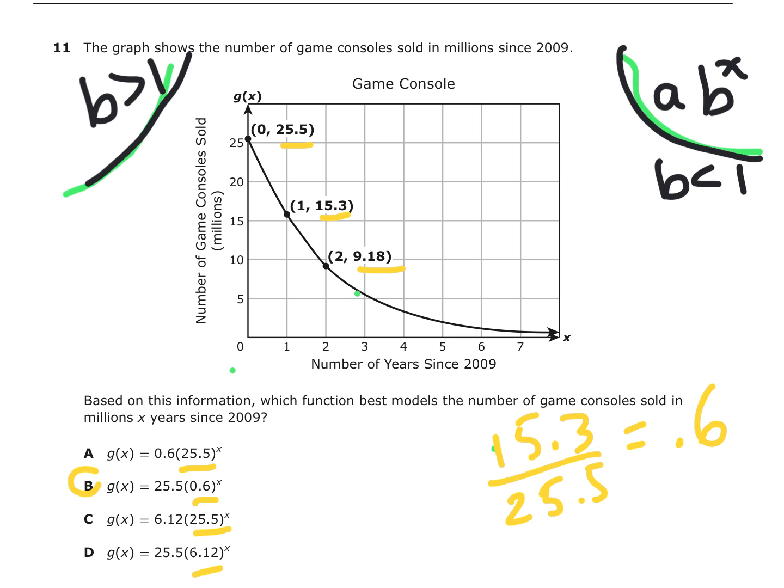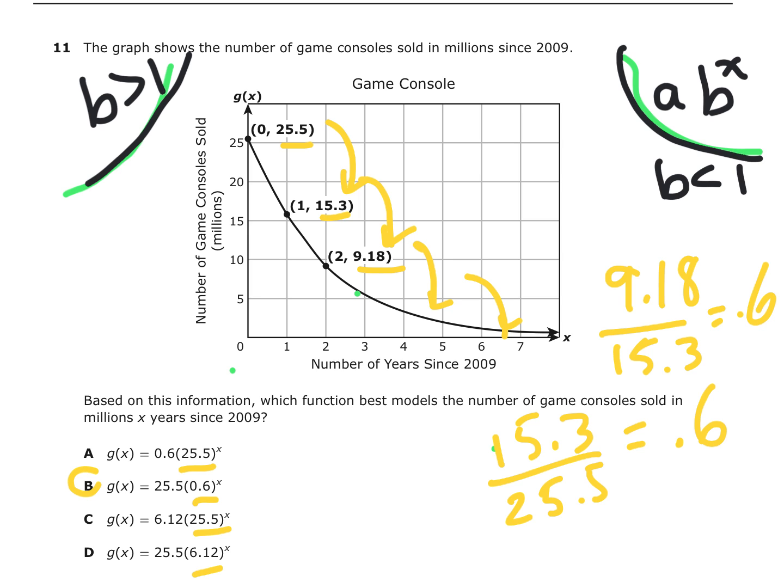Also, in year 2, you went down to 9.18 and you divide that by 15.3, and that's also about 0.6. So you're multiplying by 0.6, and then by 0.6, and then by 0.6 each year. And so it has to be 0.6 to the x. So the answer should be B.